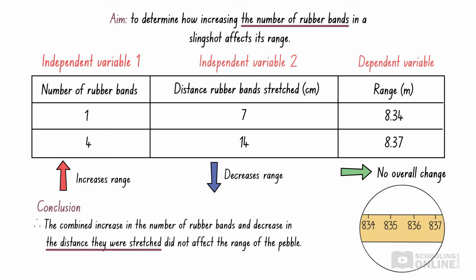This is why we can only have one independent variable in an experiment. We want to make sure that any change in the dependent variable can be solely attributed to changes in a single variable.